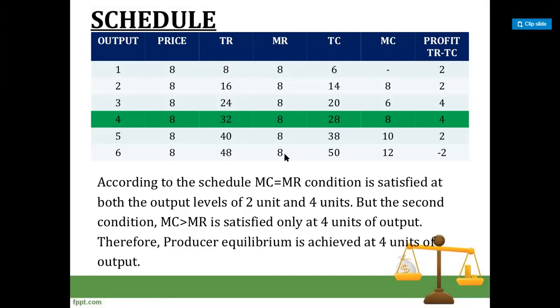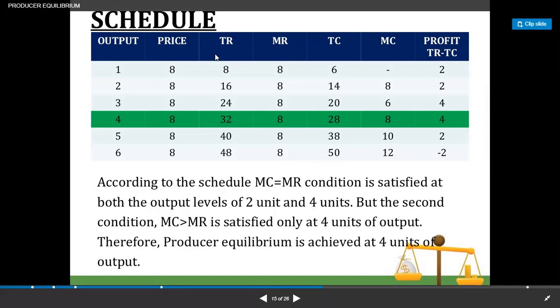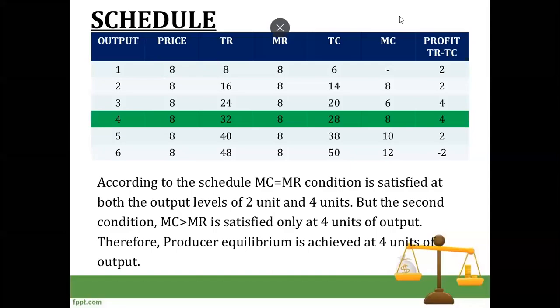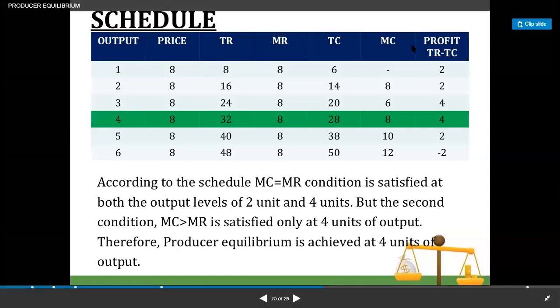Now the total cost, TC, is given, and to find the profit what we have to do is TR minus TC. So we got the profit. Here we will get the highest profit, which is 4.